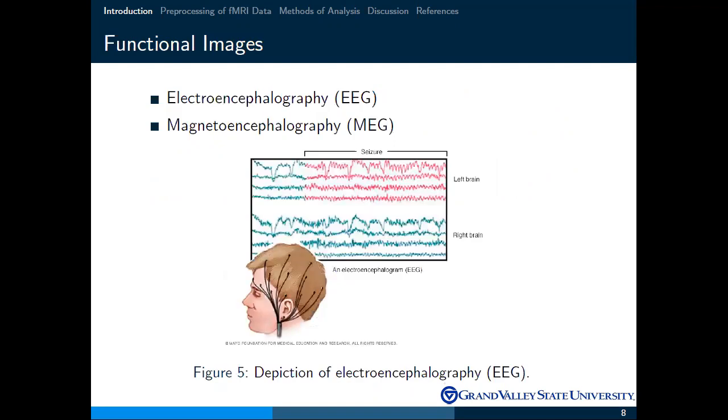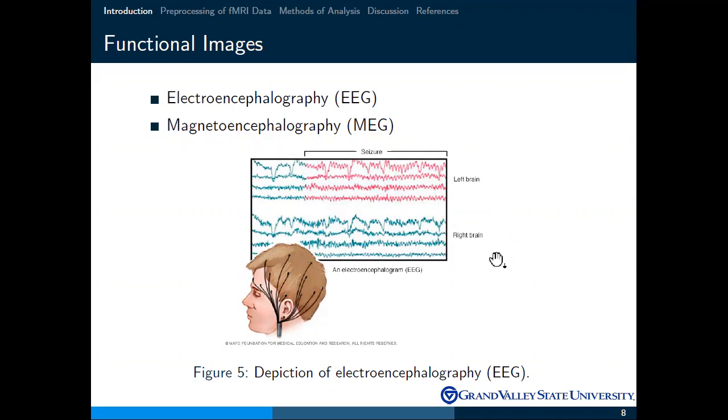Talking about some common functional imaging modalities besides fMRI first, some of the most common ones are electroencephalography, EEG. EEG takes advantage of the electrical current that neurons produce when they fire, and it measures that by having sensors on the scalp placed like this. And so here's a depiction of EEG data. MEG data, magnetoencephalography, is very similar, but measures the magnetic field that results from the electrical field of neurons firing close to the cortical surface or the outer surface of the brain.